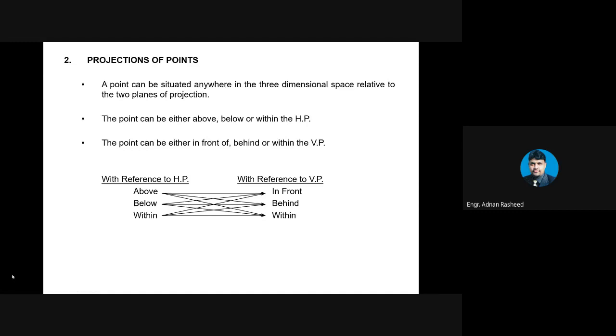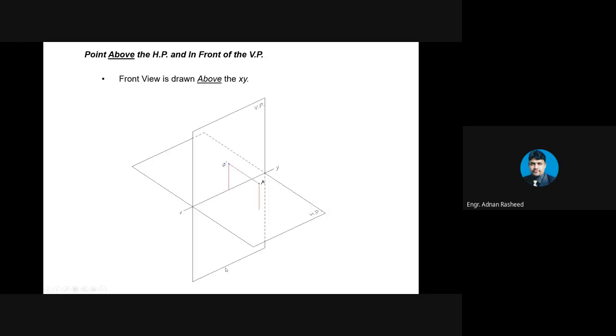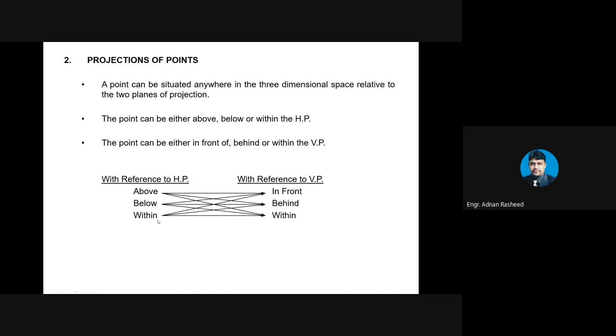So if you have a point with reference to HP or with reference to VP, there can be many combinations. The point may be above the horizontal plane. So for example, this is the first quadrant, this is second, this is third, and this is fourth. So the point may be in the first quadrant, above the horizontal plane, in front of the vertical plane; it may be behind the vertical plane; it may be below the horizontal plane over here, and it may be behind the vertical plane. So there are many combinations, and we will discuss these things in detail.